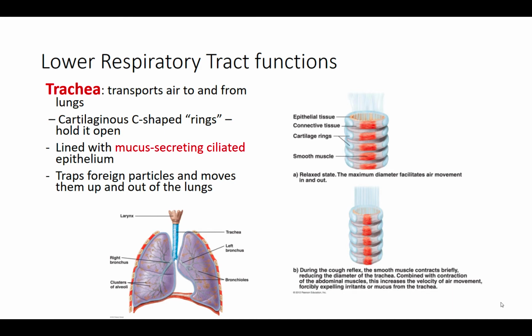The cells lining the trachea are ciliated epithelial cells, and the cilia move in the direction away from the lung. So if any foreign substance gets into the trachea, it will be swept out away from the lung, protecting the air that reaches the alveoli.